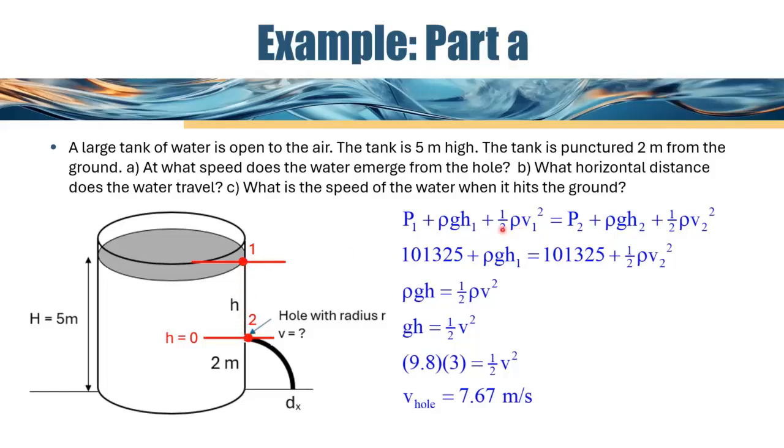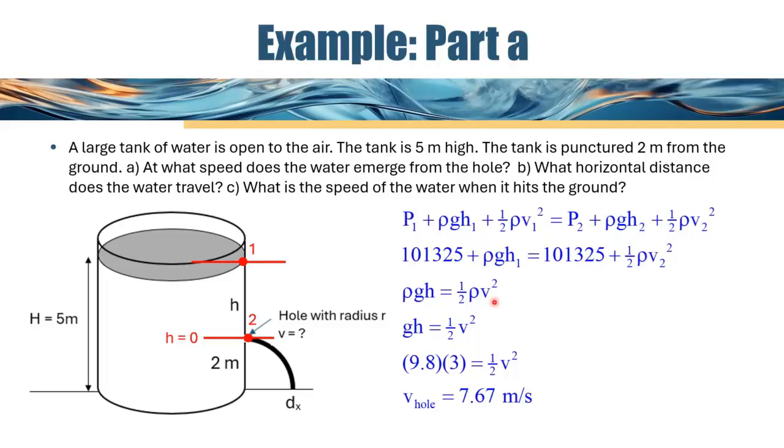And I don't have any velocity because there's an assumption that the water in the tank is still. And then at spot 2, right outside the tank, I have air pressure, 101,325. I don't have any height because I made that h equals 0, and I'm solving for that velocity there. So you can see again that the air pressure is going to cancel, and I end up with rho gh equals 1/2 rho v squared.